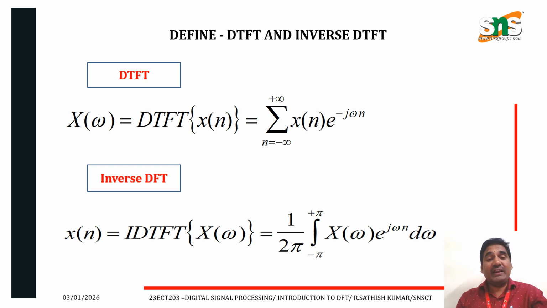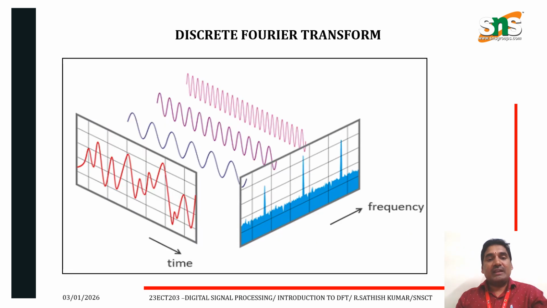Next one, DTFT and inverse DTFT. X of omega is equal to the DTFT of x of n, which is equal to the summation from n equals minus infinity to plus infinity of x of n into e power minus j omega n. Inverse DTFT: IDTFT of X of omega is equal to 1 by 2 pi times the integral from minus pi to plus pi of X of omega into e power plus j omega n d omega. Next one, discrete Fourier transform. It is the conversion from the time domain into the frequency domain.